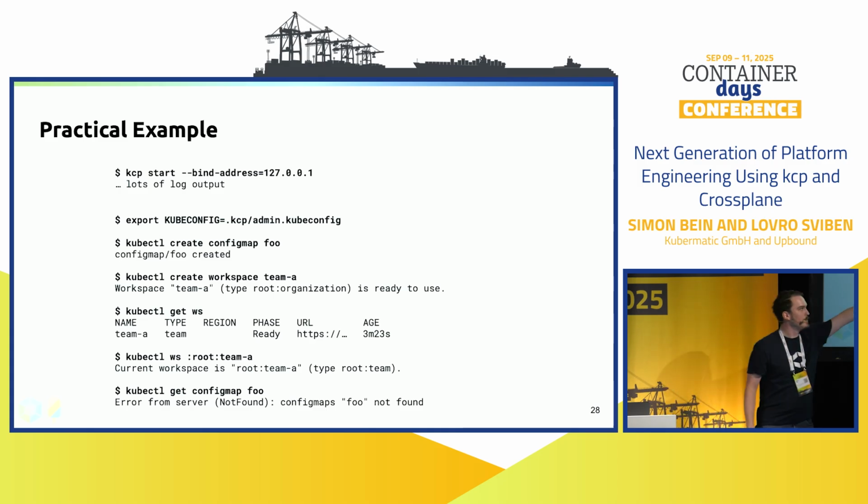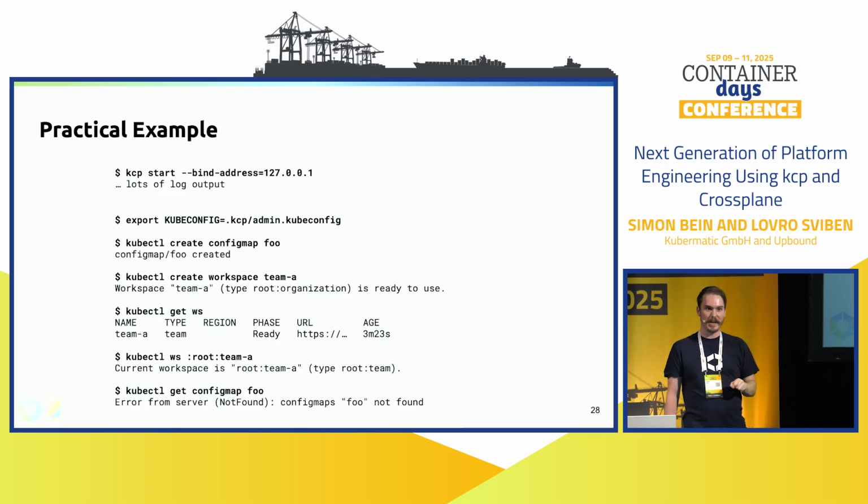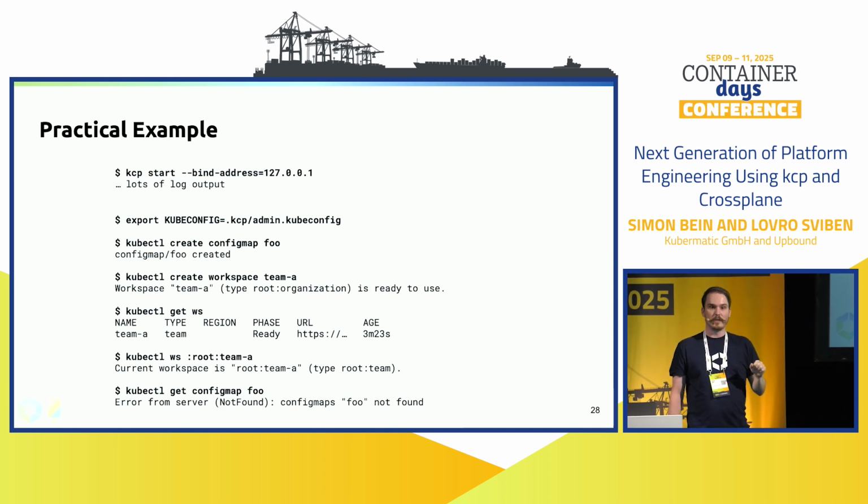And this command sounds a bit like magic, but all it does is edit your kubeconfig and change the server field to have the new path. Important part is, in this example, we created a config map in the root workspace. If we now go into the Team A workspace and try to get that config map, it doesn't exist. It exists in the root workspace, but not in the Team A workspace. They are isolated from each other. They have completely different data stores.